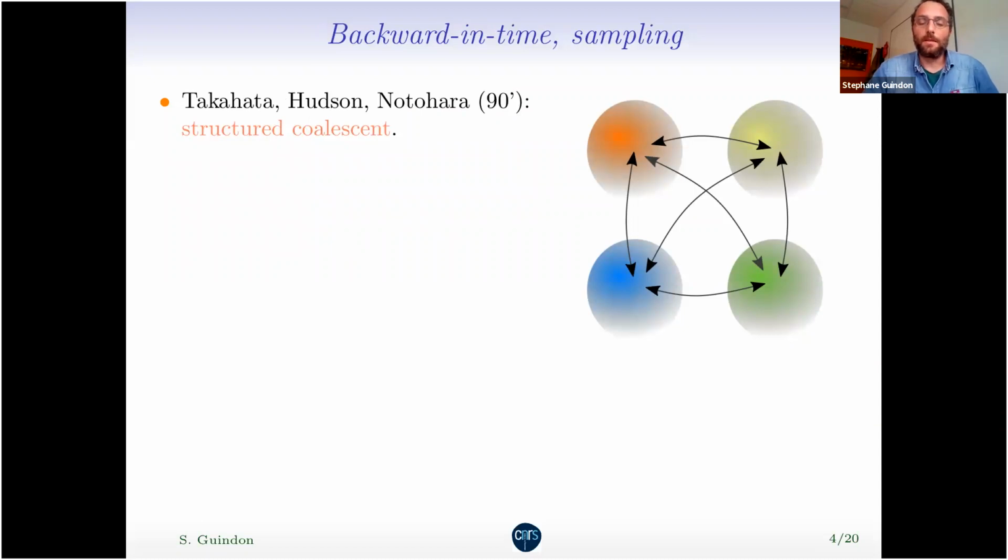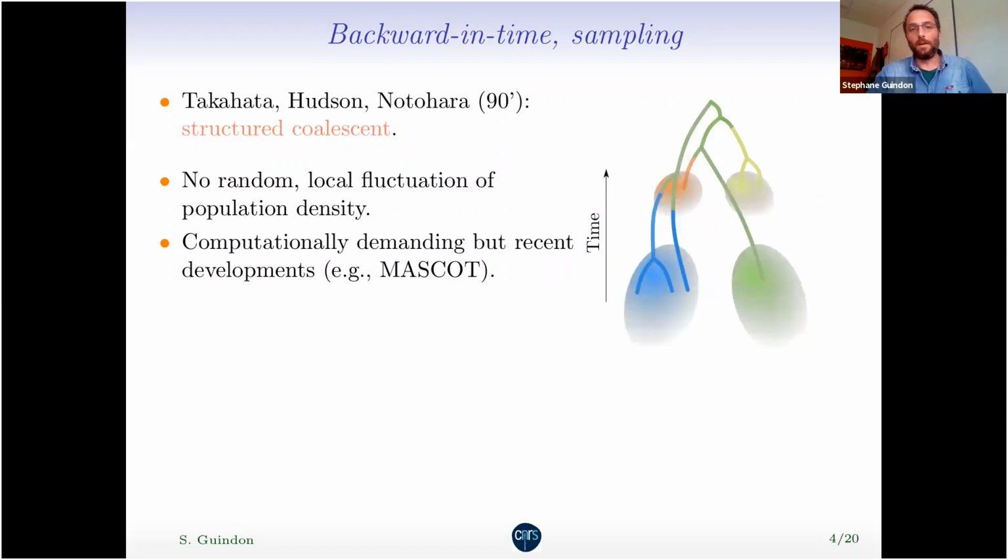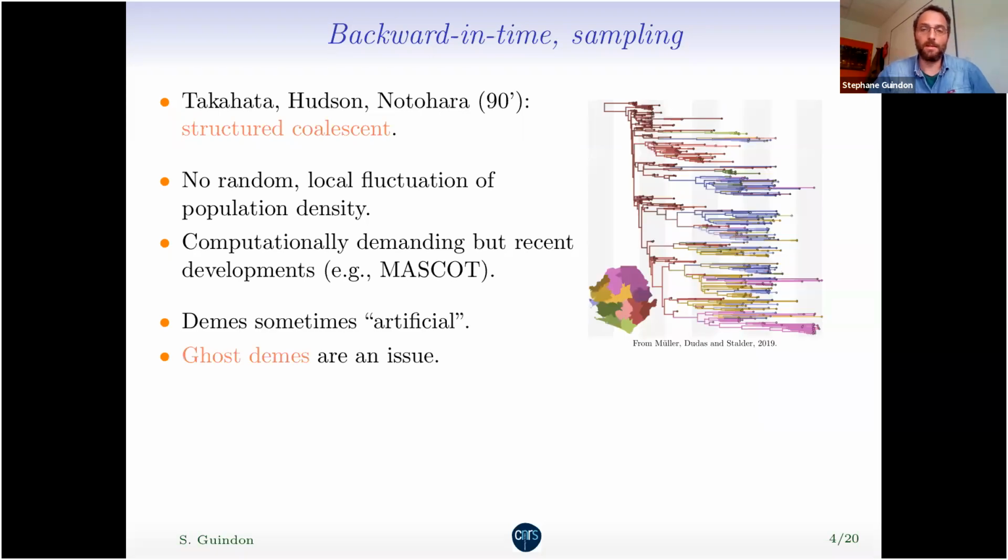The structured coalescent was proposed in the 90s. So here it's a backward in time model. That's what really makes the sampling easier to deal with, all right? Here again, there's no random variation of population size, but you can incorporate deterministic variation of deme sizes. The structured coalescent is fairly demanding from a computational perspective, although there are some recent improvements here.